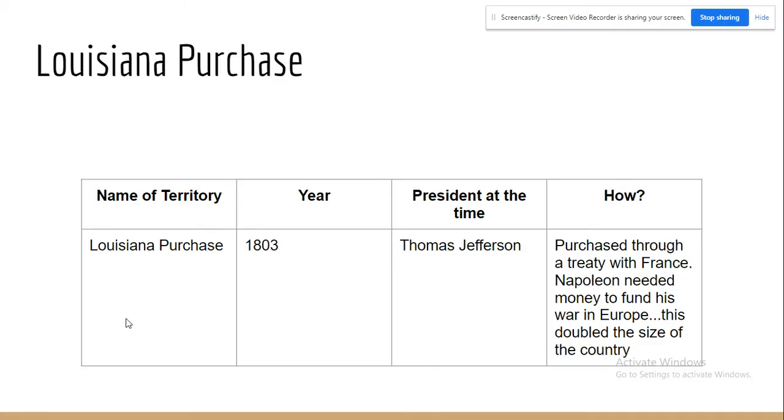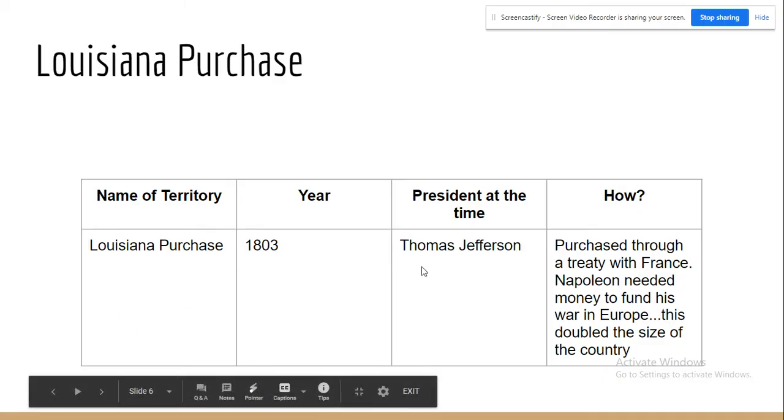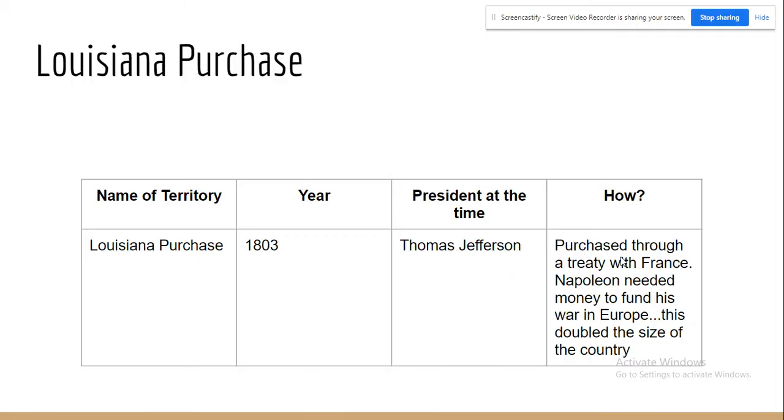And now, the Louisiana Territory. We acquired that land in 1803. Thomas Jefferson was the president during that time. And if you remember, we've already talked about the Louisiana Purchase. This was purchased through a treaty with France. And Jefferson was kind of on the fence about whether or not to purchase this area. He really wanted to expand the United States. But nowhere in the Constitution did it actually give the president the power to purchase land.